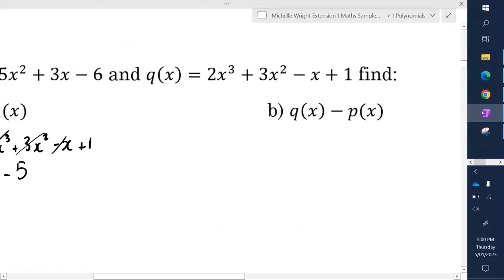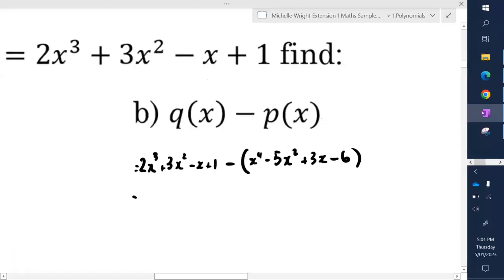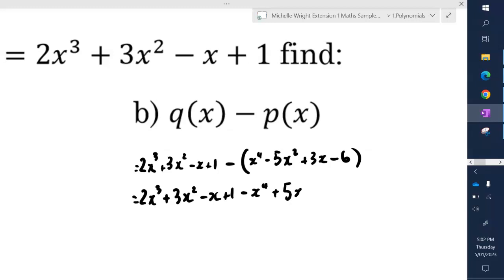Likewise, let's go q of x minus p of x. I'll pause that and we'll work that one out. Okay, so see if you've got the same as me. What I've done is taken my q of x, which is here, take away p of x. When I'm taking away p of x, I'm taking away all of p of x. So that will be the mistake that people will make. So what I will have is 2x to the cube plus 3x squared minus x plus 1 minus x to the fourth, because the minus goes through to each term, plus 5x squared minus 3x plus 6.